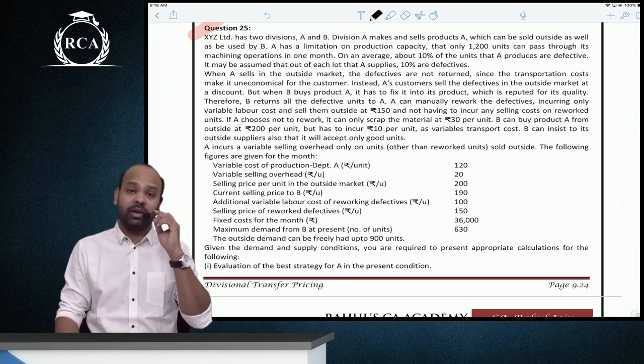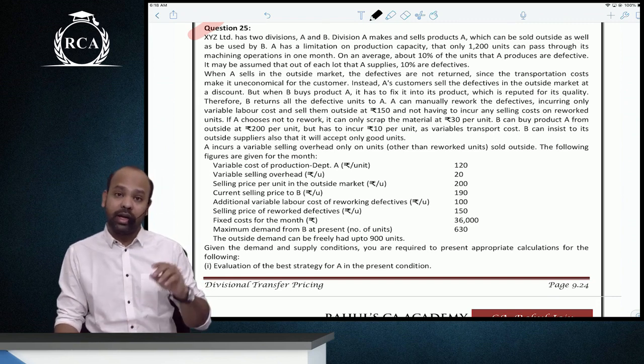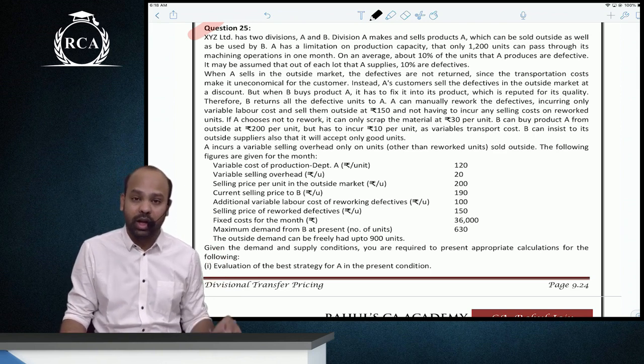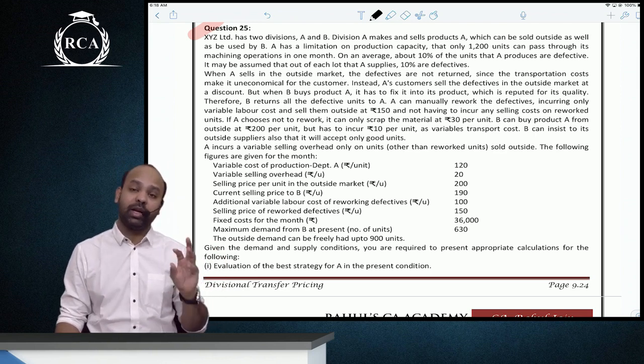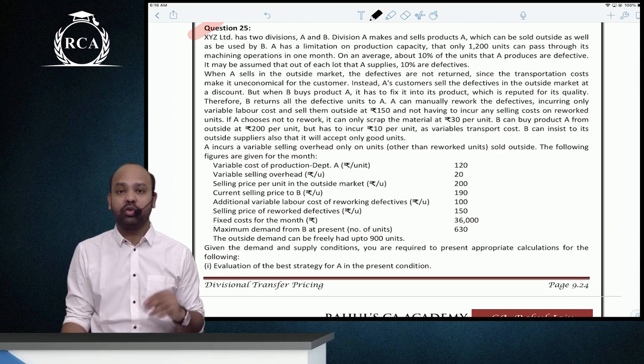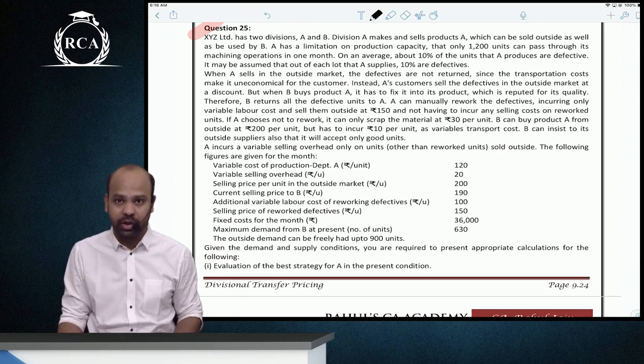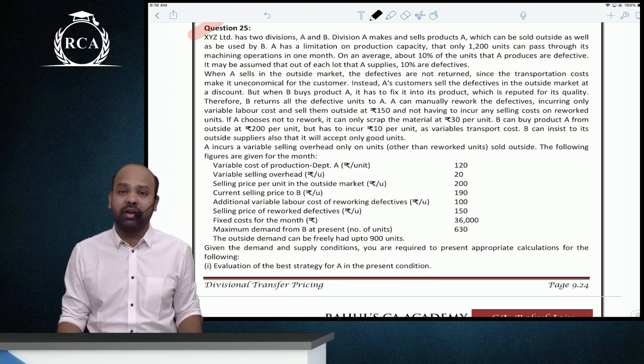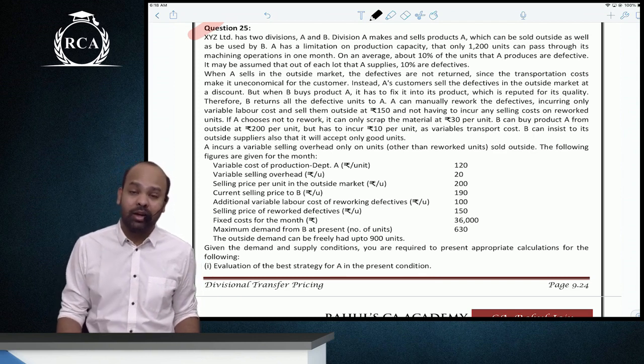So these 10% are uniform. It is not that only a particular lot of 120 units are defectives. It is that if you're manufacturing 10 units also, out of those 10 units, 1 will be defective, 9 will be good units. So 10% defective rate is uniform. It is not that a particular lot only is defective.